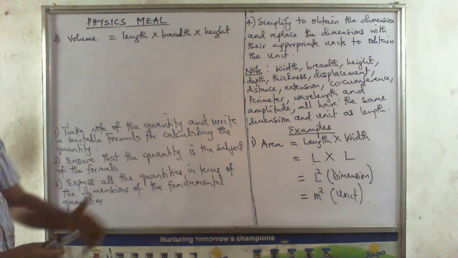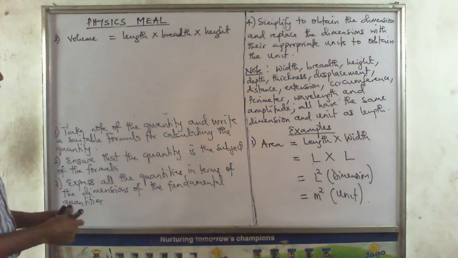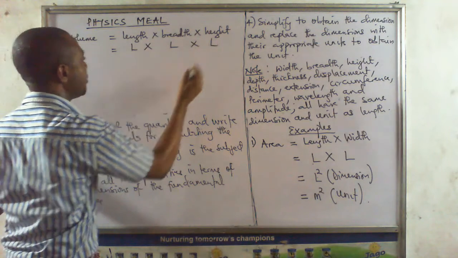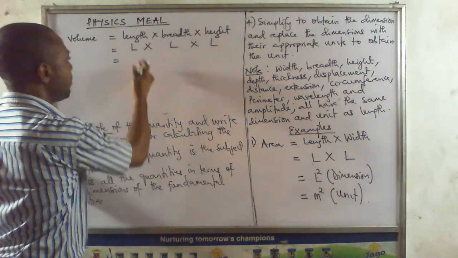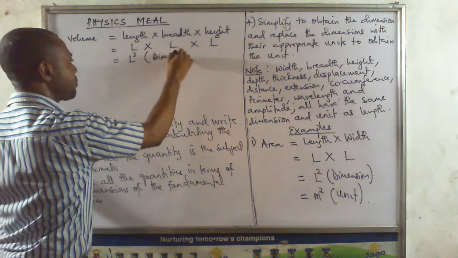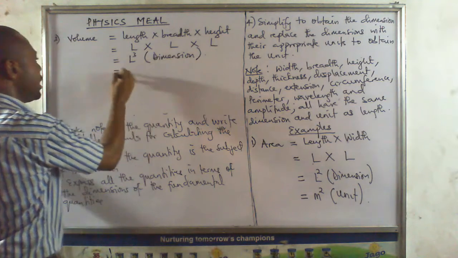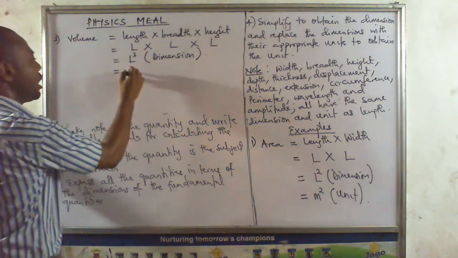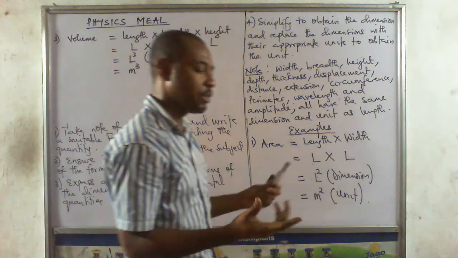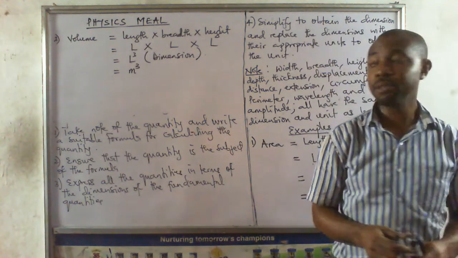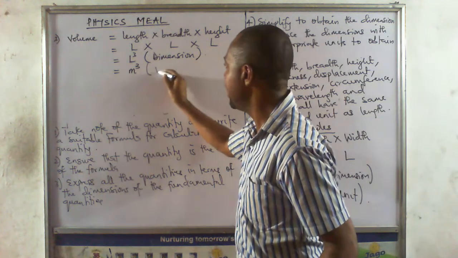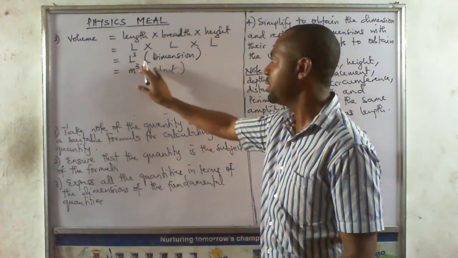Then next, express all the quantities in terms of the dimensions of the fundamental quantity. So length is still L, breadth is still L, height is still L. Simplify. That's the next step. Length times length times length gives us length cube. This is the dimension of volume. And then in terms of units, length is measured in meter, so this is going to be meter cube. Is this beautiful? Very beautiful. So the dimension of volume is length raised to power 3, that's length cube, while the unit is meter cube.